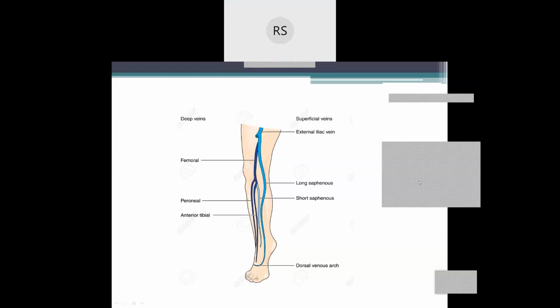Rashmi Sonwal. What are the two common veins? Saphenous vein and small saphenous vein. Okay, it's correct, but you should mention great also. Rashmi, you should mention great saphenous vein, not just saphenous vein. Okay, ma'am.